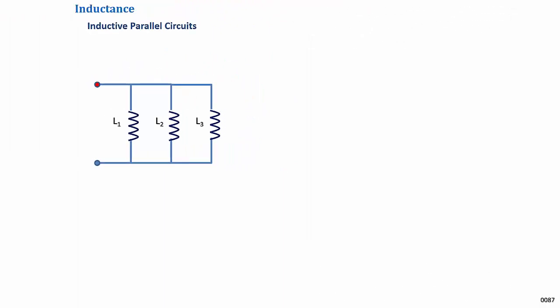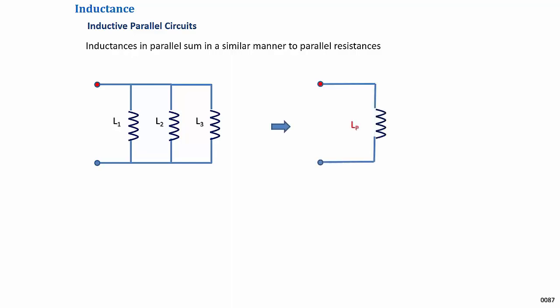A parallel circuit is one in which the noses of all the elements are connected together and all the tails are connected together. So in the circuit fragment shown, the 3 elements L1, L2 and L3 are connected in parallel. Inductors connected in parallel sum in a similar manner to resistors in parallel. An equivalent of the parallel circuit may therefore be drawn where the inductors L1, L2 and L3 are replaced by a single inductor, Lp.